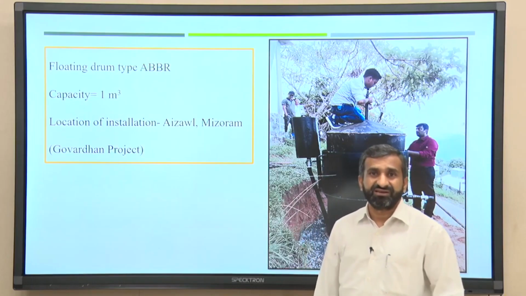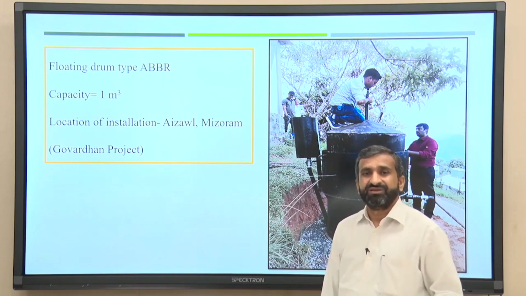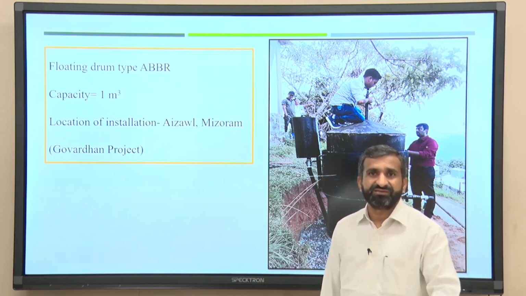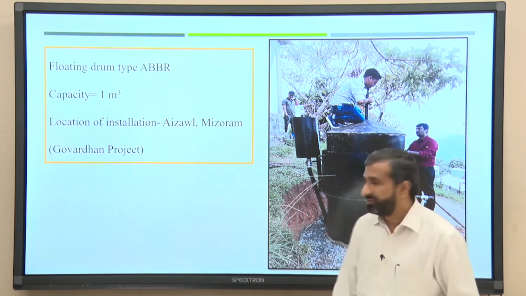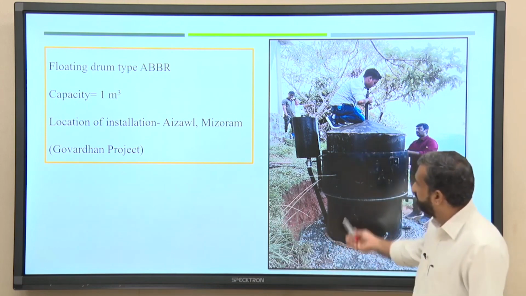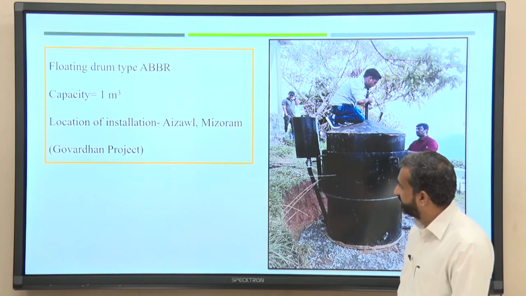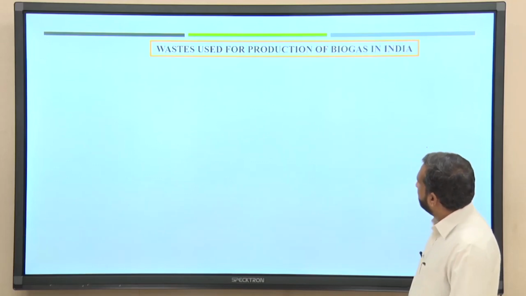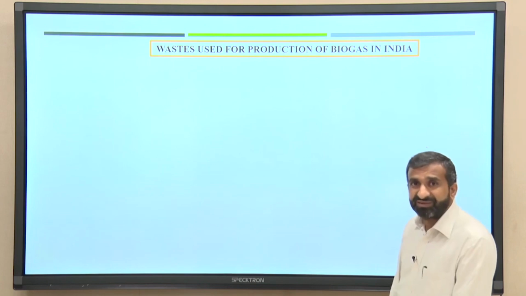And you know, in northeast India the major cattle are pigs. So here we get more piggery waste compared to cow waste or cow dung, and this was one successful unit that has been installed. Now, for the Indian scenario, there are different kinds of waste and different reactors.